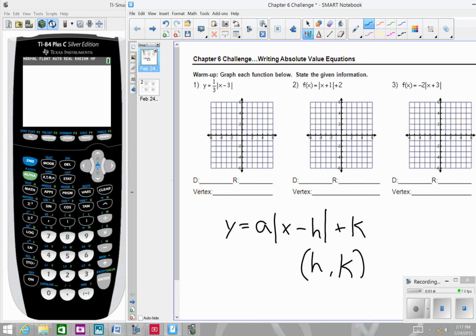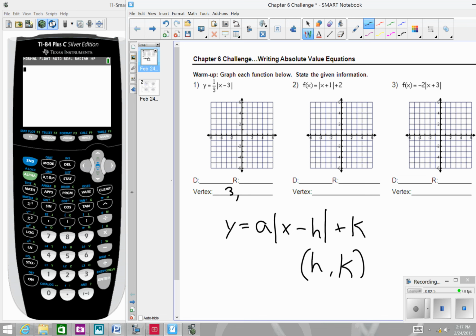So looking at this first problem, our h value is what's inside the absolute value brackets, which is x minus 3. And looking here, it's just the h value. If we see a minus here, it's actually the opposite of what you see. So the h value is actually just 3. So our vertex's x coordinate is just 3.